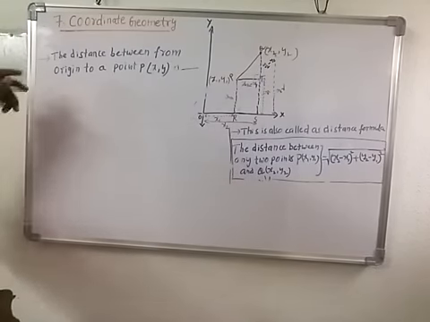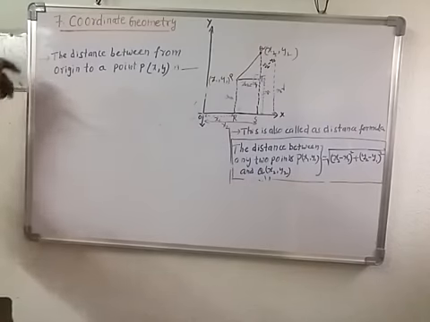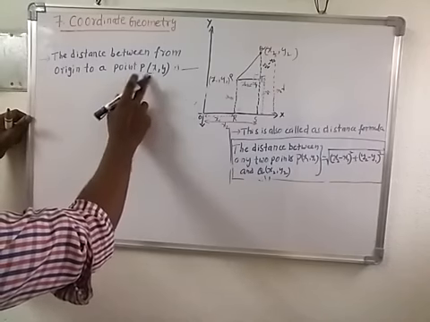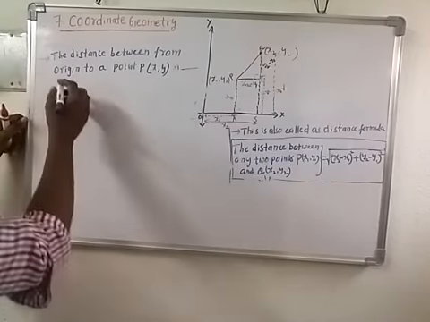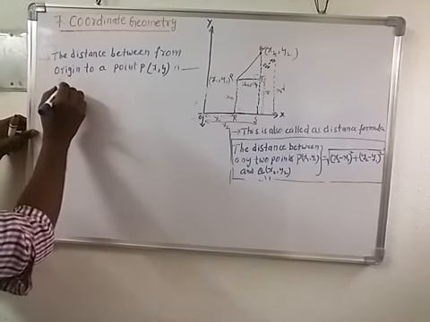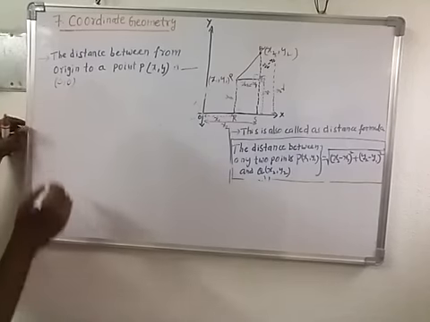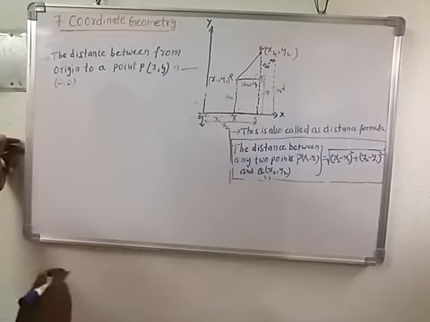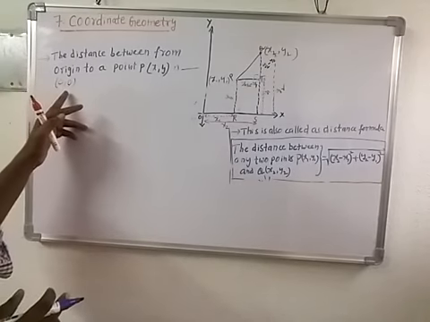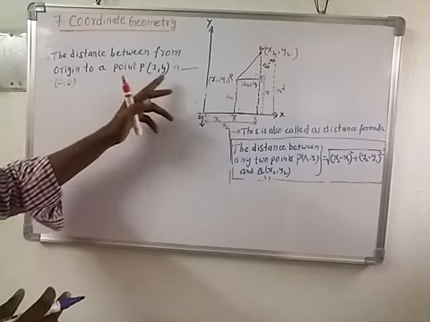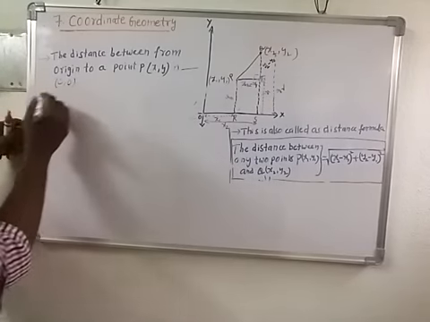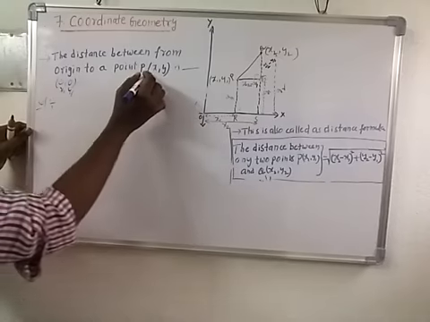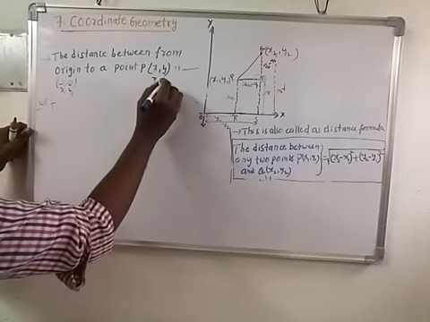Now another one: what is the distance from the origin to a point P x comma y? So what are the coordinates of the origin? 0, 0. So 0, 0 are the coordinates of the origin and P is x comma y. So what is the distance from 0, 0 to x comma y? Suppose we take 0, 0 as x1 y1 and x comma y as x2 y2.